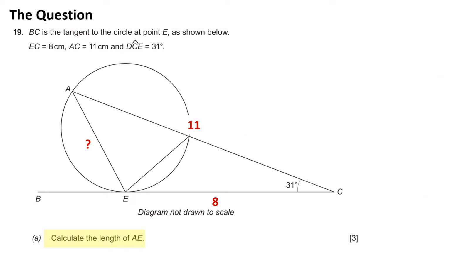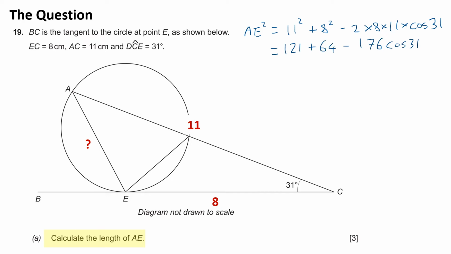So here we go. Let's apply the cosine rule. In this triangle, we know that AE squared is equal to the sum of the squares of the other 2 sides minus twice their product times the cosine of the angle between them, 31. And then it's a case of simplifying the right-hand side, or we can type it direct into our calculator. At some point, we're going to need to use our calculator. So let's do it here.